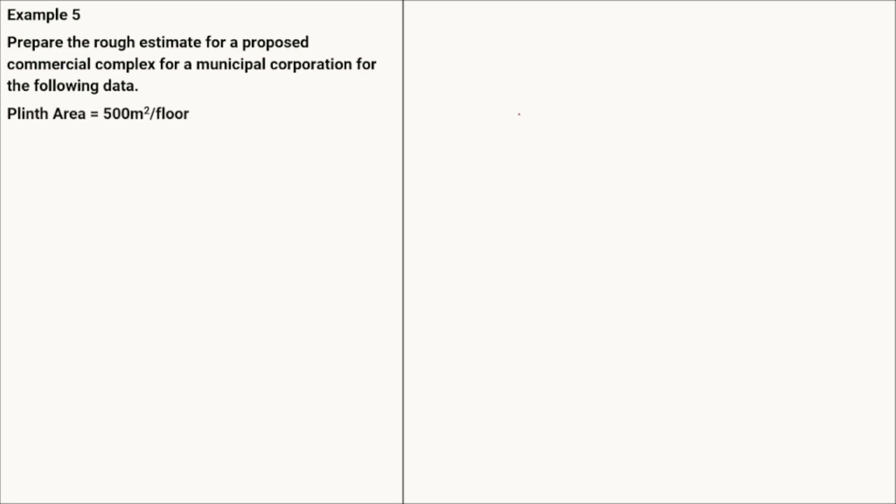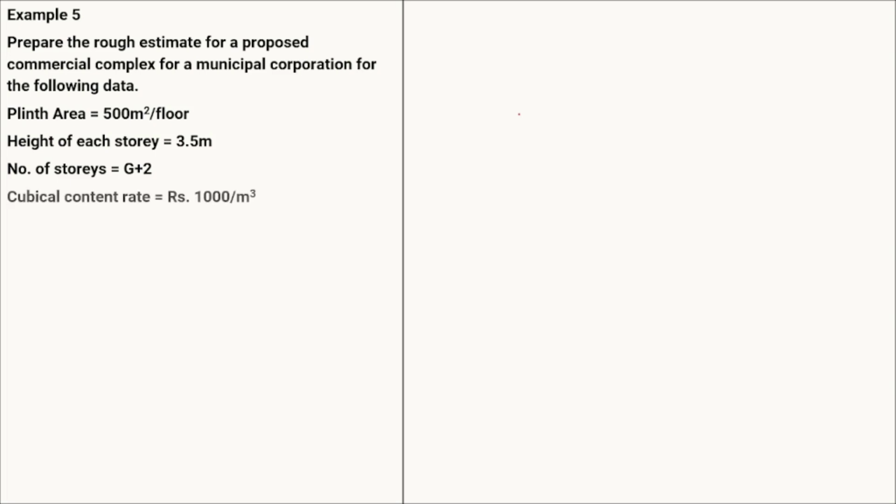Okay, now we have to propose a multi-story building, as it is a complex. So we know that for a multi-story building, the most preferable method is obviously the cubical content method. Here, the plinth area is given as 500 meter square per floor. Height of each story is given as 3.5 meter. The number of stories for our commercial complex is given as G plus 2. The cubical content rate is given as 1000 rupees per meter cube.